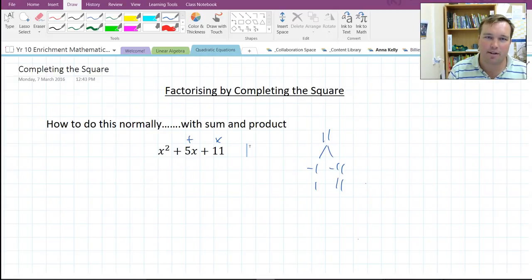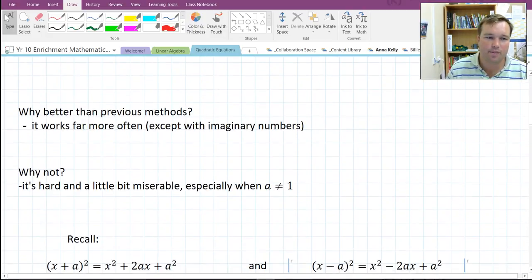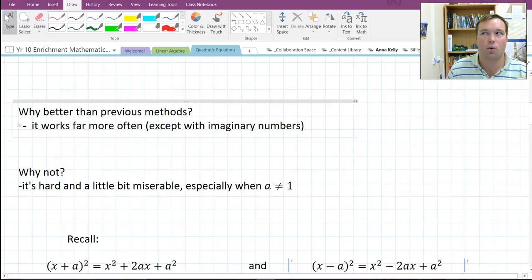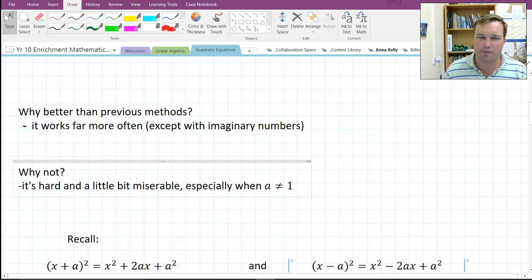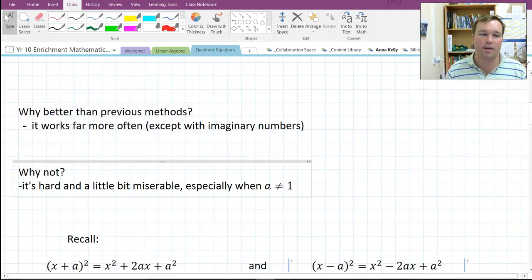How do we factorise this? Sum and product hasn't worked. Best solution from here is to go with completing the square. And completing the square works far, far more often. In fact, it works all the time, except with imaginary numbers, and we'll do imaginary numbers later, and then completing the square does truly work all the time. Why would you not just go for it if it works all the time? Like, why would you go with splitting the x rather than completing the square? Well, it's hard and a little bit miserable, and you'll see what I mean in a second.